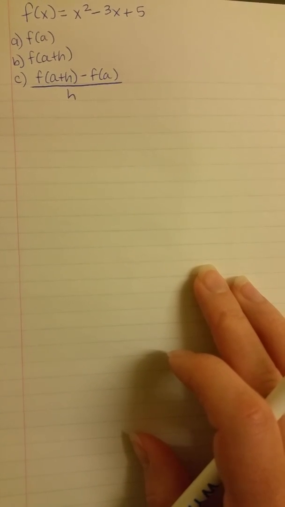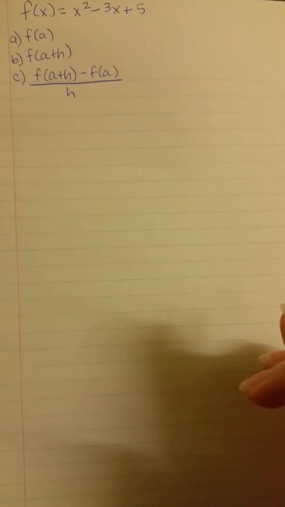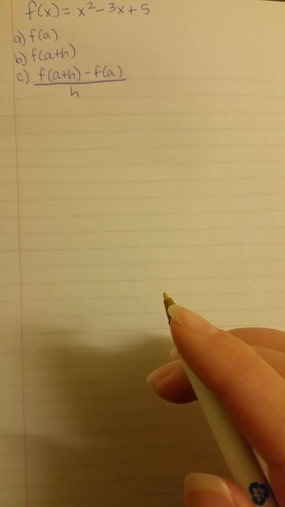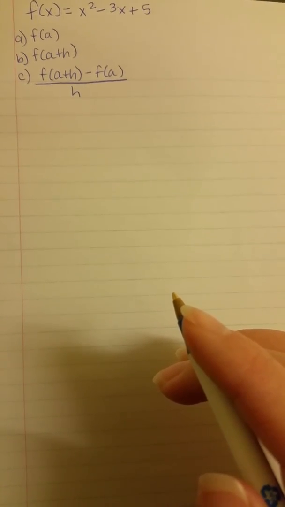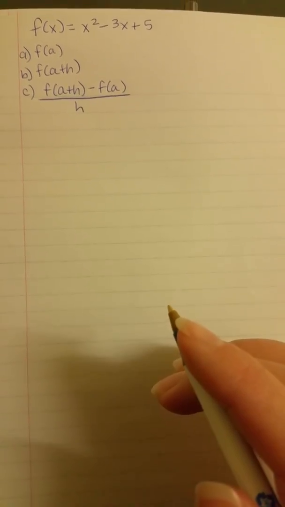I snuck to the hallway to try to make you a video because I think it's easier to explain as you see what I'm writing. So I like how your professor put f of a plus h, and f of a plus h minus f of a over h in 3 different parts, because then you can do the work separately, which was what I was going to tell you to do.